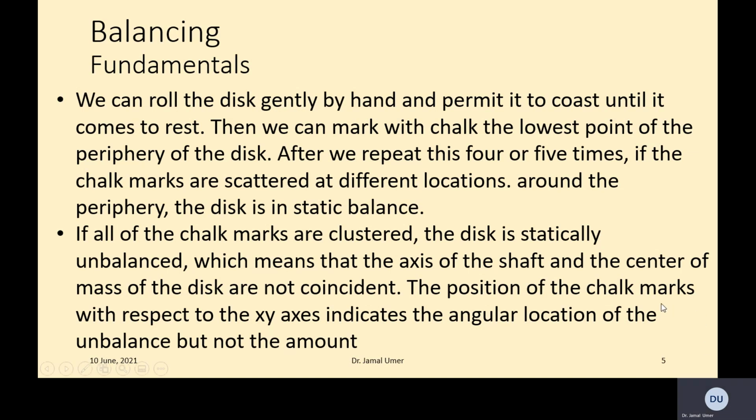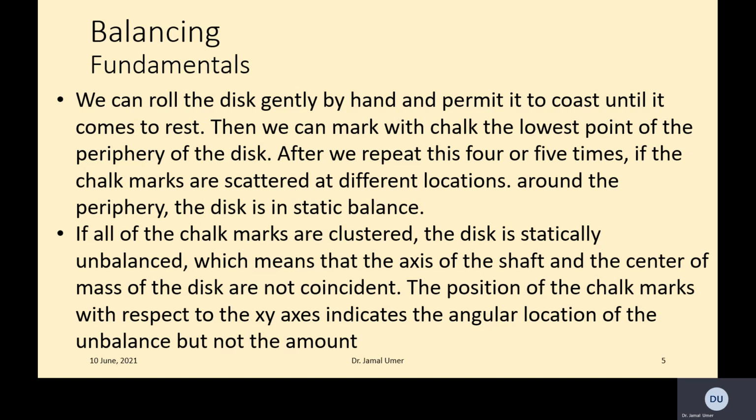The position of the chalk marks with respect to the XY axis indicates the angular location of the unbalance. Why are we saying the unbalance? Because when you rotate it, it comes back to the same position. What does it mean? That is the point which is a little bit heavier, right?